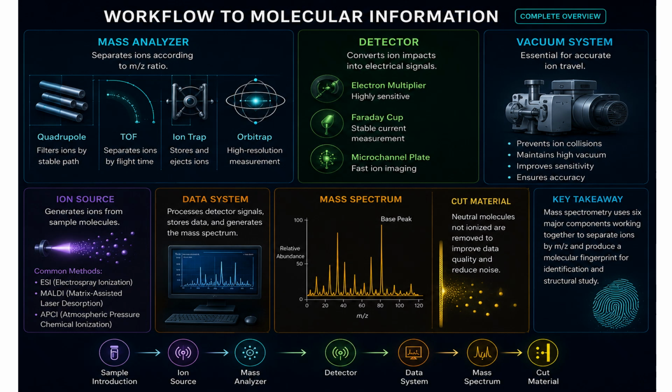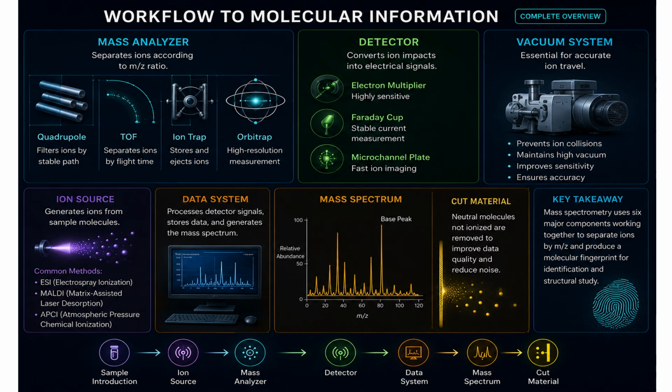A TOF analyzer separates ions by their flight time. Lighter ions travel faster, while heavier ions take more time. An ion trap stores ions and then ejects them for measurement. An Orbitrap gives high resolution and accurate mass measurement. Next, ions reach the detector. The detector converts ion impacts into electrical signals.